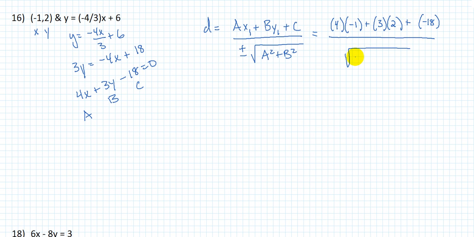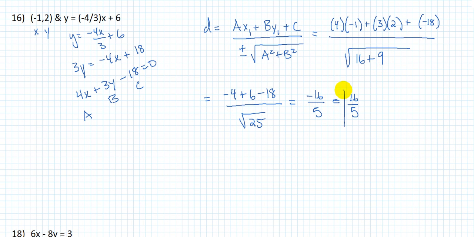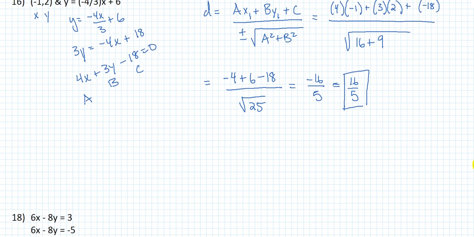A squared is 4 squared, or 16. B squared is 3 squared, or 9. And I'll pause and then put the answer. Okay, this one worked out to be 16 over 5. You can see how you get the top, -4 plus 6 minus 18 over square root of 25, which equals -16 over 5. But since it is a distance, we don't care about the negative. All right, let's keep going.